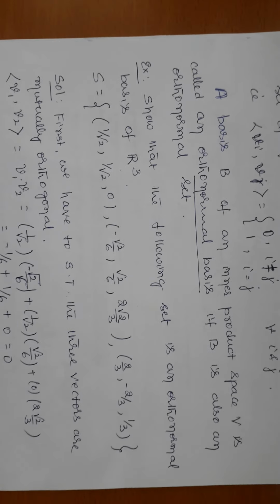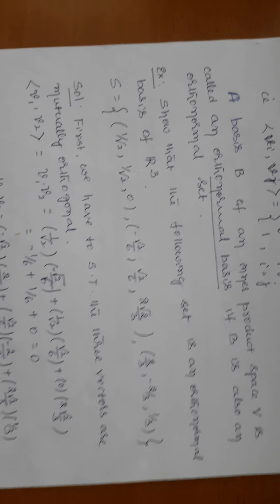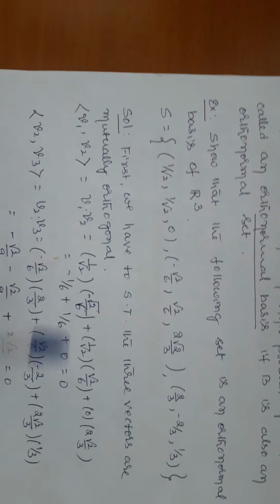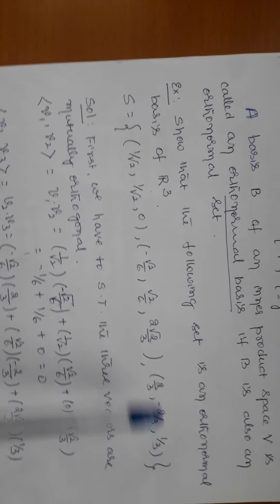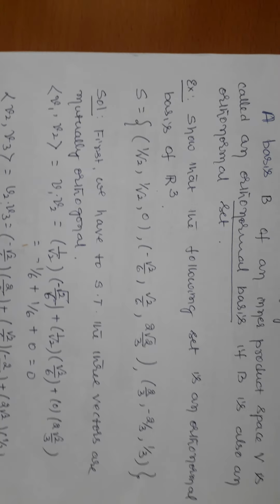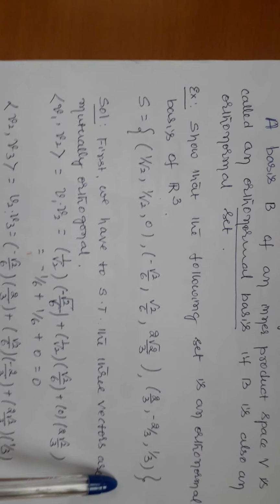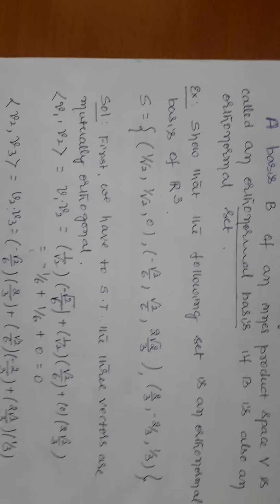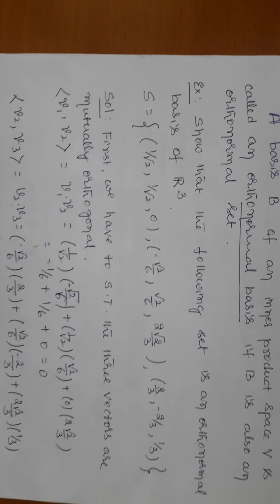I think that is clear to everyone. I'm moving to the next step, which is to verify some problems. Show that the following set is an orthonormal basis of Euclidean space with dimension 3. It is enough to show that this set is a non-zero orthonormal set. Clearly v1, v2, v3 are non-zero vectors.